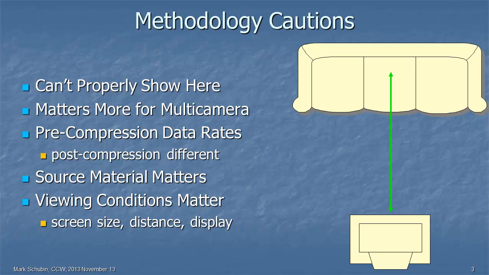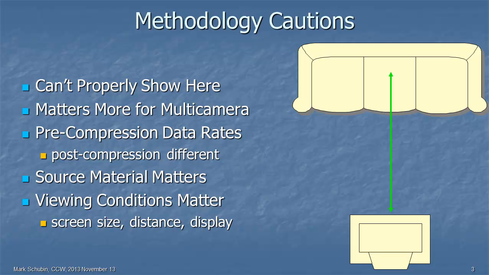Now, some cautions about the methodology on this presentation. For one thing, I can't properly show anything here. What I'm going to talk about matters more for multi-camera productions, sports, concerts, things like that, than for single camera. I'm discussing only pre-compression data rates, not post-compression, and post-compression is very different. The source material matters a lot, and I'm going to show you some examples of that. And the viewing conditions matter, primarily how big the screen is, how far you are from it, but also what kind of a screen it is.